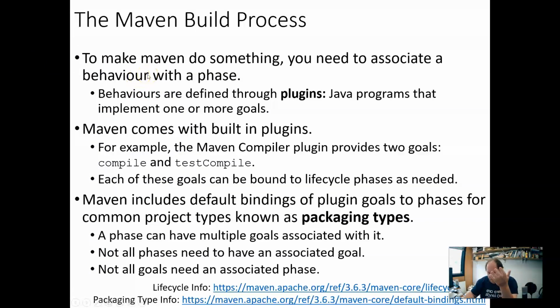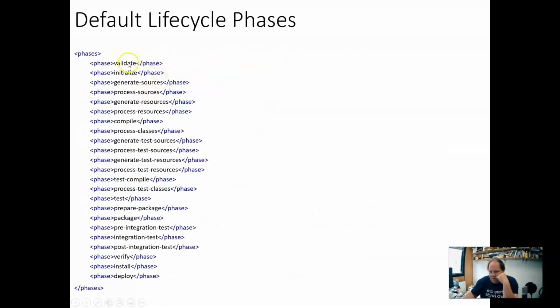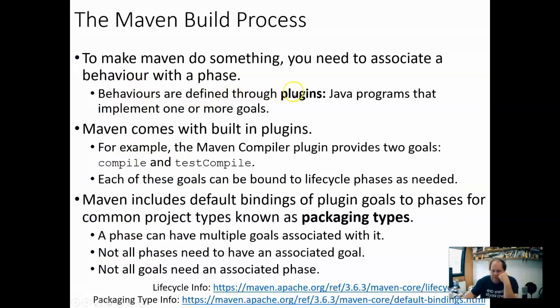We're not going to do that sort of configuration, but if you want to do something with Maven, you need to associate behaviors with phases. By default, all of these phases have no behavior associated with them. You associate behavior with phases through plugins. Plugins are Java programs that implement one or more goals. So goals are the things that you execute. A plugin is a set of behaviors. Each behavior has an associated goal, which is a name for the behavior, and you execute behaviors by invoking goals on plugins.